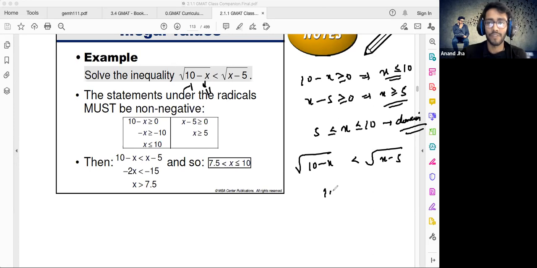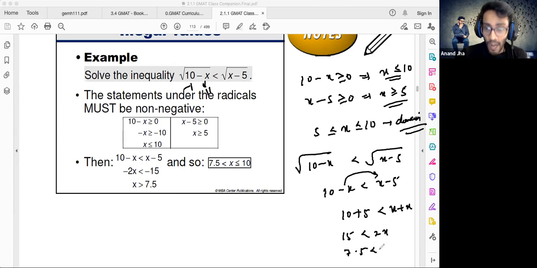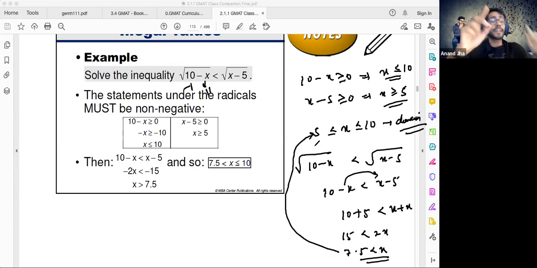Now let's square it. If I square it, the inequality won't change. Take 10 plus 5 less than X; this I'm taking to the other side. 15 less than 2X, so 15 by 2 is 7.5 less than X. Now, whatever X value you are getting, make sure it is aligned with the domain. If you are getting any X value crossing this domain, that means the solution doesn't exist. There can be an option in your GMAT exam where they'll give you the option that the solution does not exist. 7.5, of course, lies between 5 and 10, so my answer is correct: X greater than 7.5.